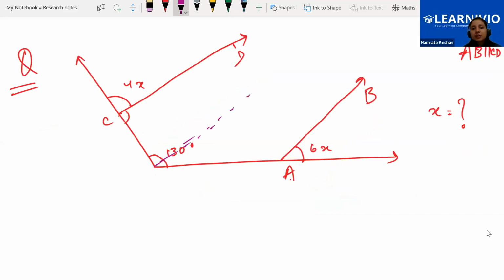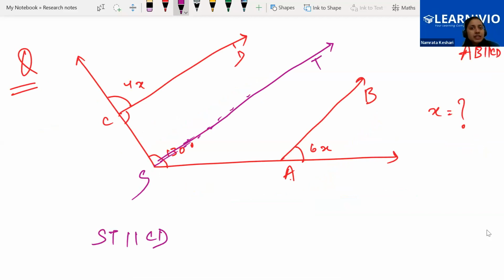From here we will make a line which is parallel to CD, and hence eventually all will be parallel with each other. So we can say this is ST. We are drawing ST, parallel to CD. Lines which are parallel to the same line will be parallel with each other. Everyone can see the screen, right? So we can say that CD, ST, AB are all parallel with each other.